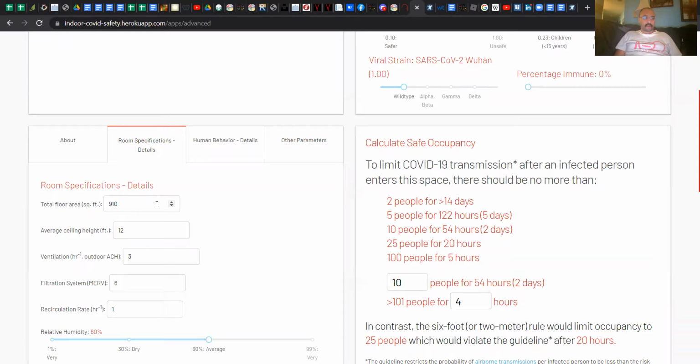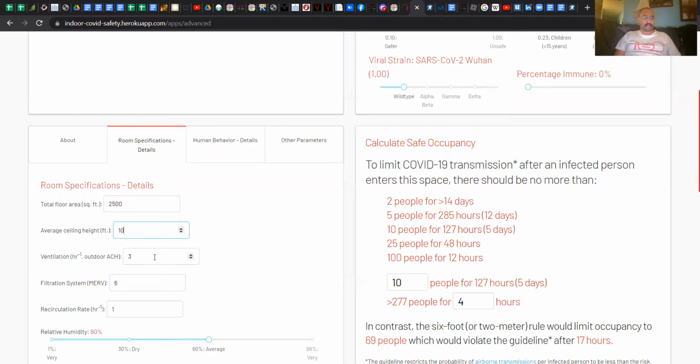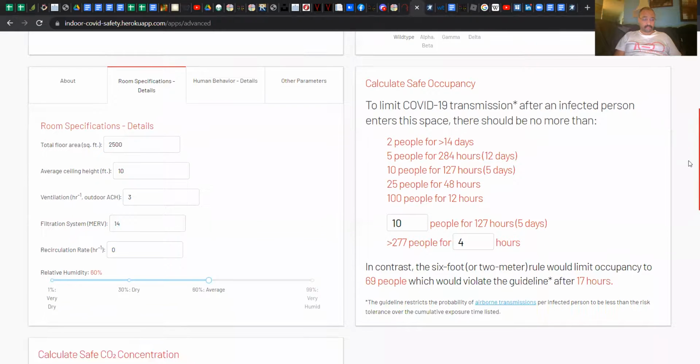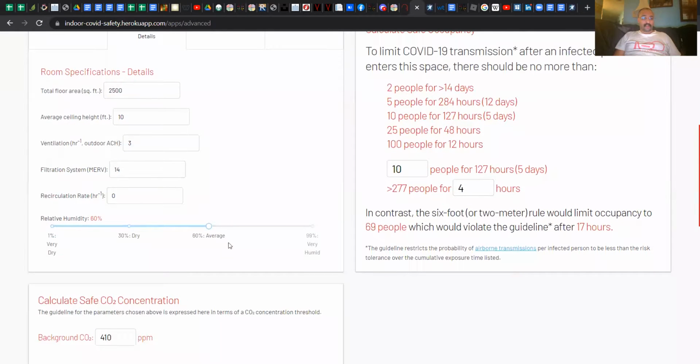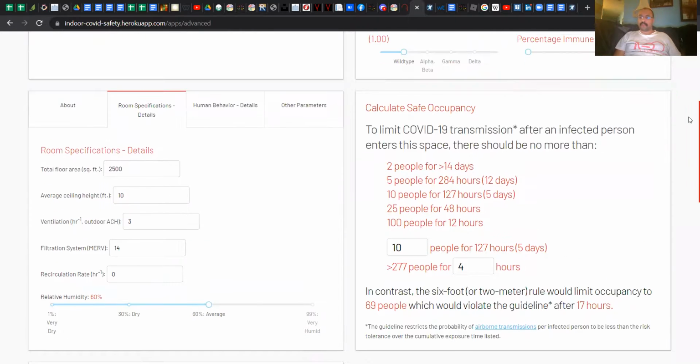Let's start with the sanctuary here. We said we're at about 2,500 square feet. We said our ceiling height was about 10 feet. Our ventilation was right at 3. Our filtration system is 14. And our recirculation rate will be 0 because I'm assuming we're closing the doors. Okay. This is our relative humidity. You can ignore the safe CO2 concentration because we're not working on CO2.